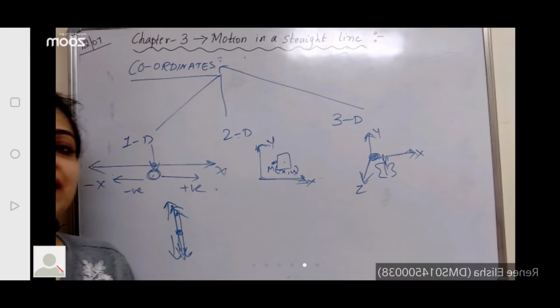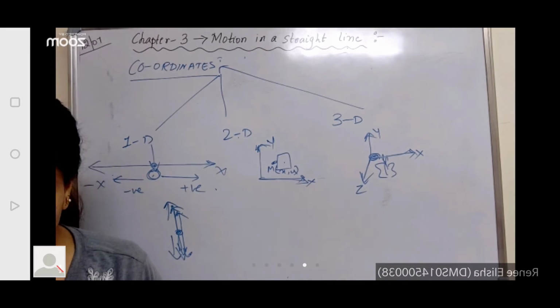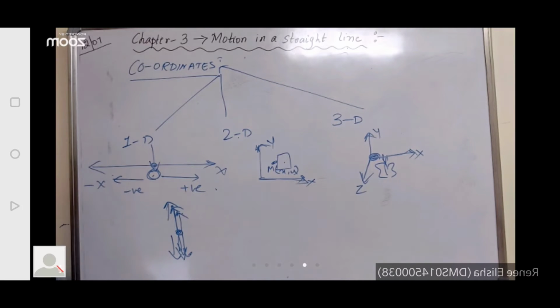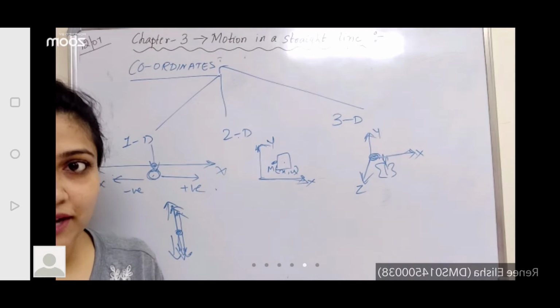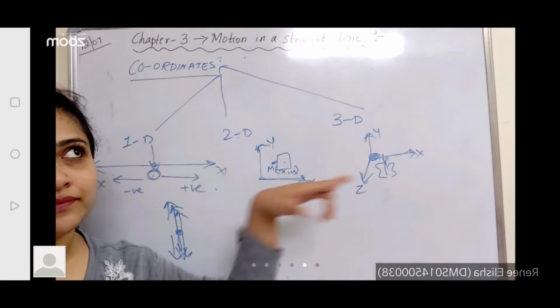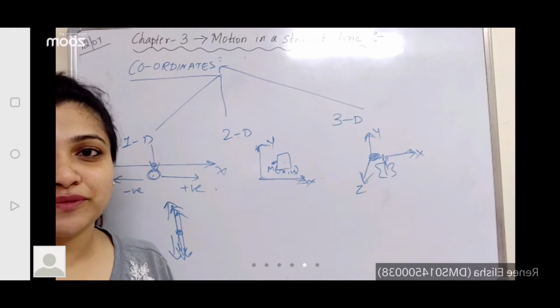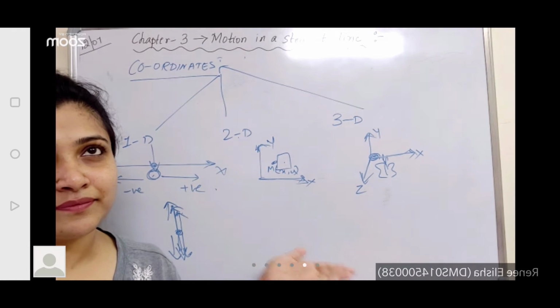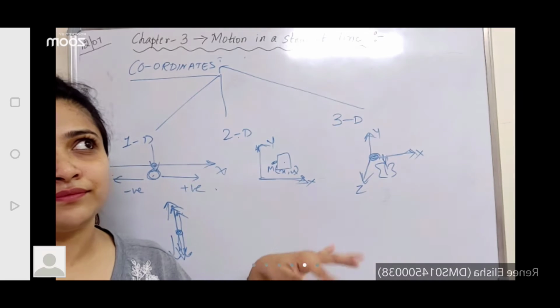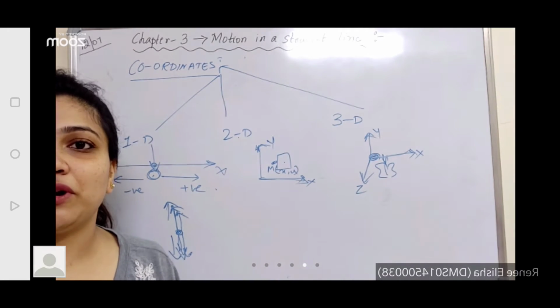Now, can you tell me a few examples of one-dimensional, two-dimensional, and three-dimensional? Can someone give me examples? Ma'am, for one-dimensional motion, you can say the motion of vehicles on a straight road. Correct. Very good. That's right. And for two-dimensional motion, you can give the example of ants. Yes, x and y coordinate they have, correct? What about 3D?